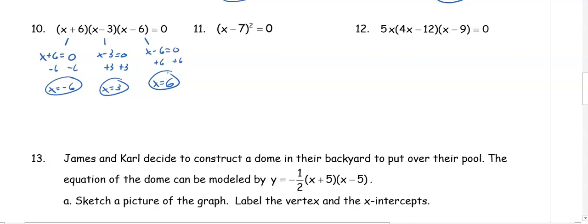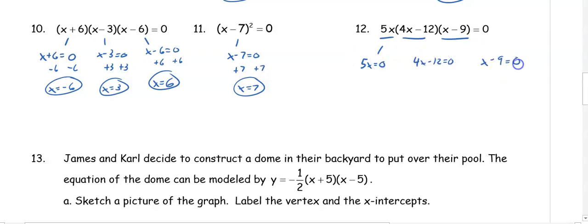In number 11, x minus 7 squared. So usually we write that out if we're multiplying, but if we're solving, we just need to do this once. X minus 7 is equal to 0. We add 7 to both sides, so x equals 7. In number 12, there are 3 x terms. So we have 5x equals 0, 4x minus 12 equals 0, and x minus 9 equals 0. In the first one, we're going to divide by 5, so x equals 0. Then we can add 12 to both sides, so 4x equals 12, divide by 4, so x is 3. And for our last solution, we can add 9 to both sides, so x equals 9.